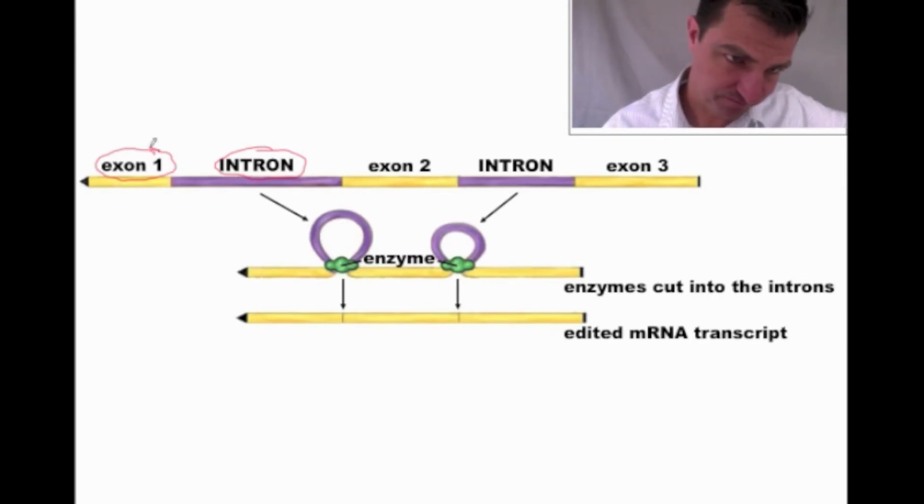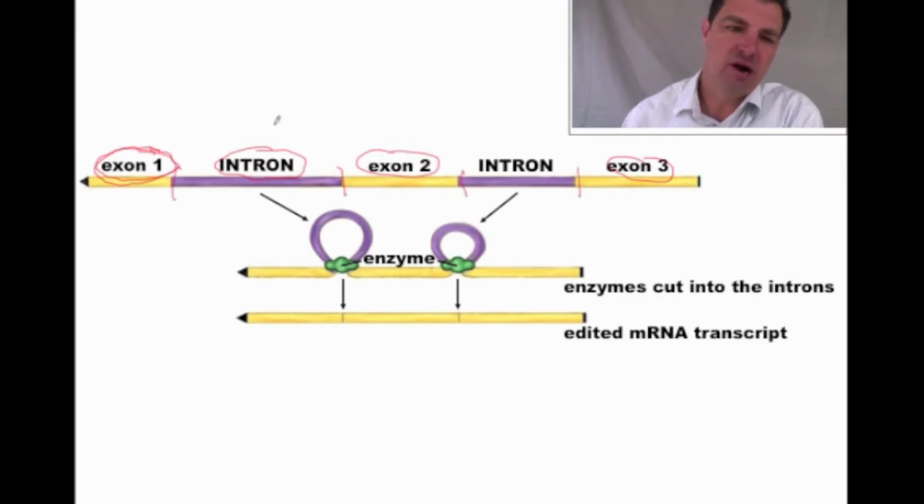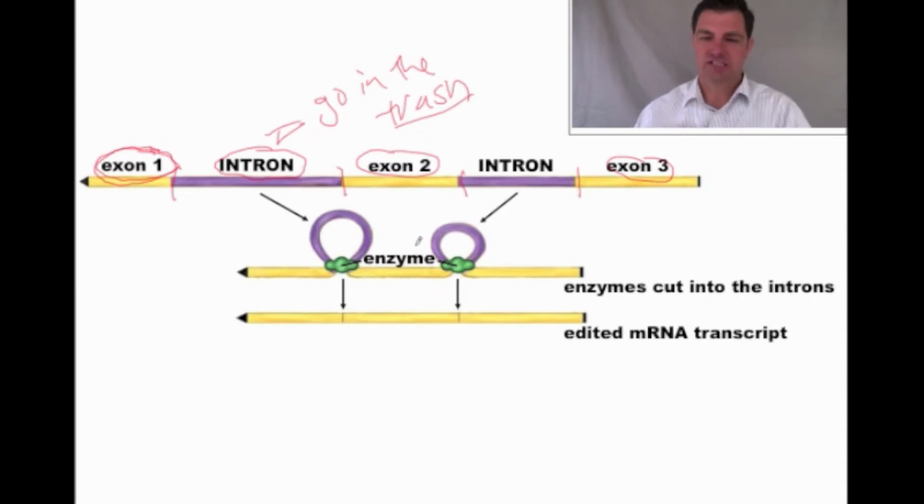But what we're going to do is take that exon and that exon and that exon, and hook those together. That's going to be my original code. So there are enzymes that will fold this up, and they will cut out the introns. And a colleague of mine, I have to admit, came up with this, but if you think about this, the introns go in the trash. Introns go in the trash. So we get rid of the introns and we keep the exons. And so you hook the exons together, and once we do that, that's called my mRNA.